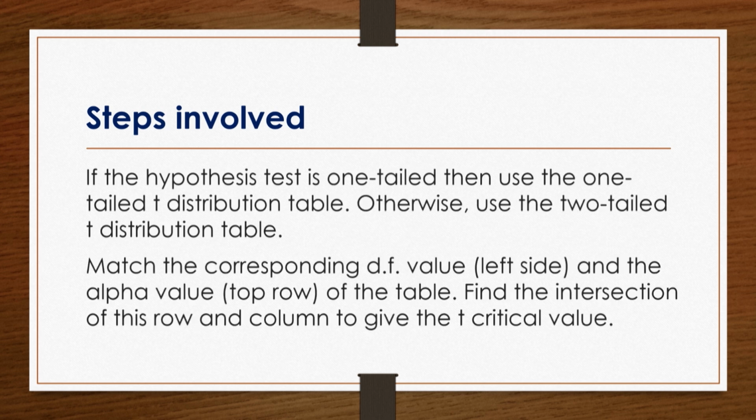If the hypothesis is a one-tailed test, then one can use the one-tailed t distribution table. Otherwise, we use the two-tailed t distribution table. Here, match the corresponding degrees of freedom value, which is available on the left side, and the alpha level on the top row of the table. Then you can find the intersection of this row and column to give the t critical value.